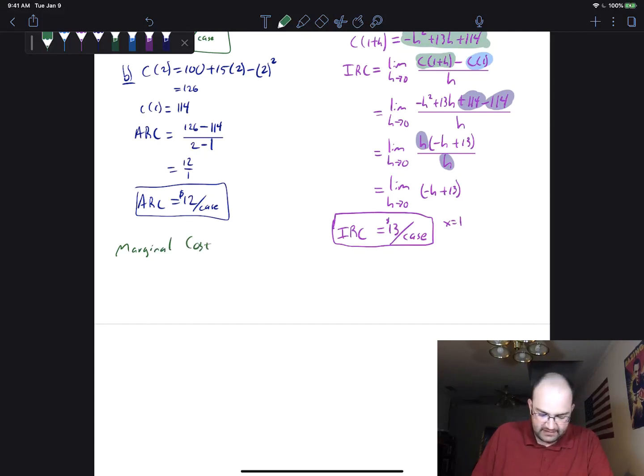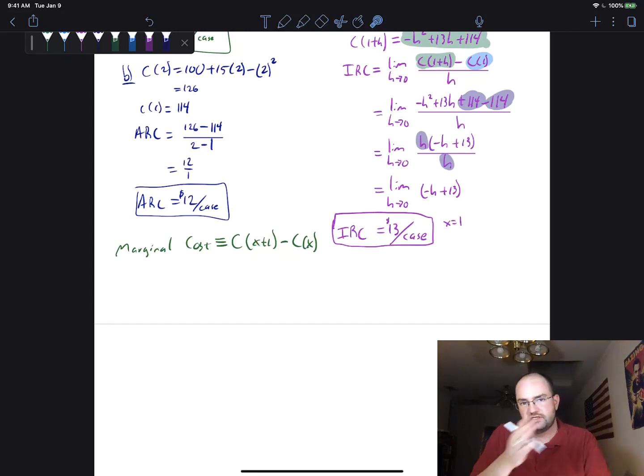Marginal cost is defined. Now I'm going to start using these mathematical symbols. This symbol, kind of like an equal sign, but not really an equal sign, means defined. So marginal cost is defined as the cost of x plus 1 minus the cost at x. In other words, it's the difference from one to the next one. In other words, from 1 to 2, from 2 to 3, and so on and so forth. So the marginal cost at x equals 1 is going to be $12 per case. But notice that the instantaneous rate of change at x equaling 1 is $13 per case. They're not the same thing.